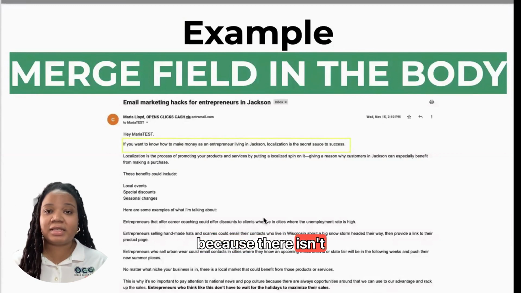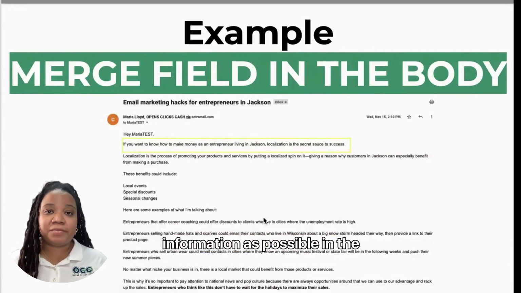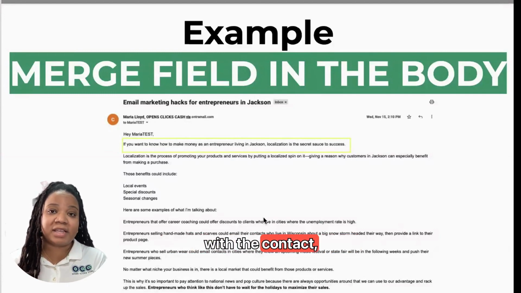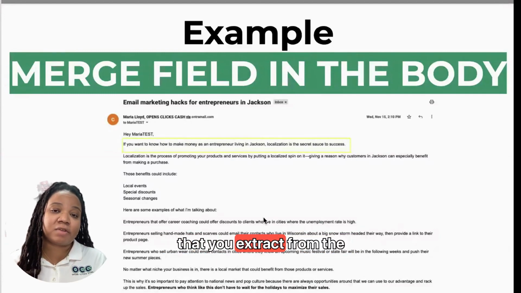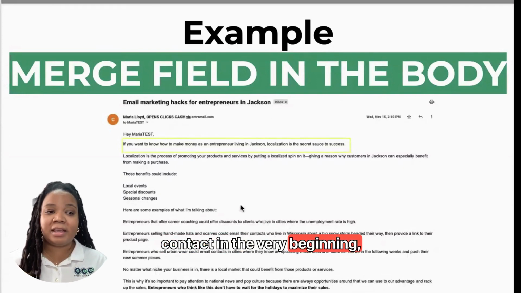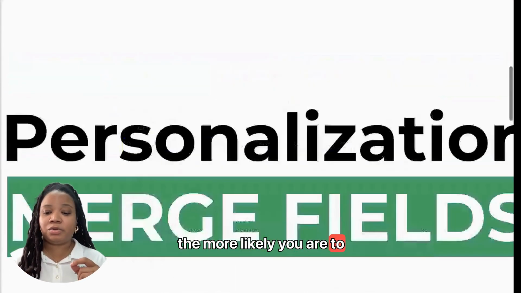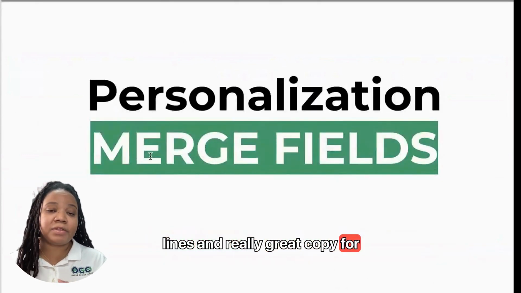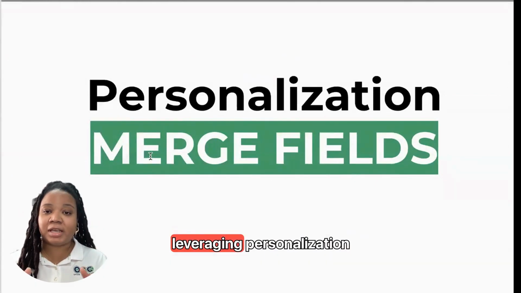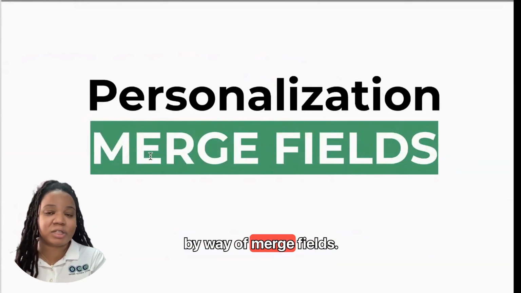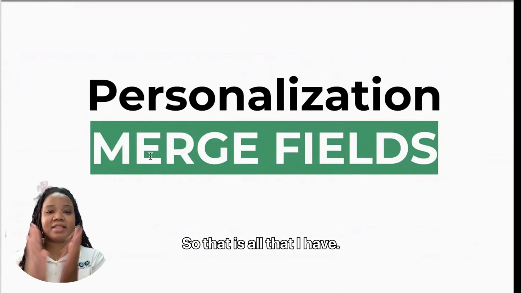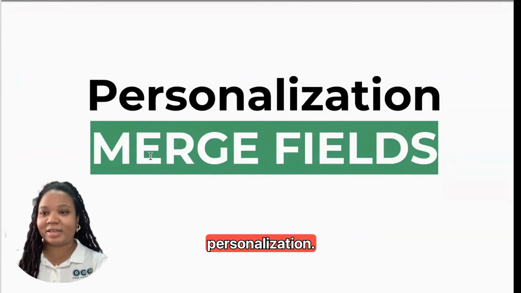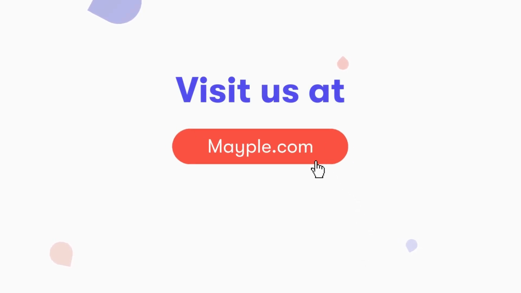So because there isn't a difference, go ahead and ask for as much information as possible in the beginning of your interaction with the contact. The more information you extract from the contact in the very beginning, the more likely you are to create really great subject lines and really great copy for the body of your email by leveraging personalization by way of merge fields. So that is all that I have as it relates to personalization.